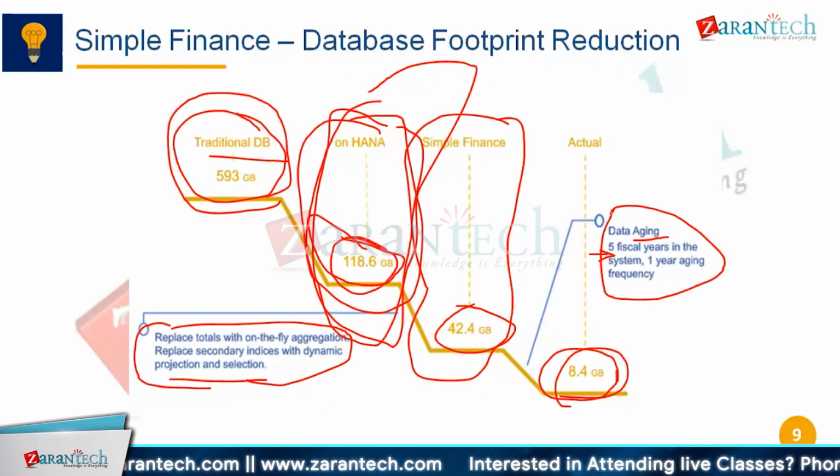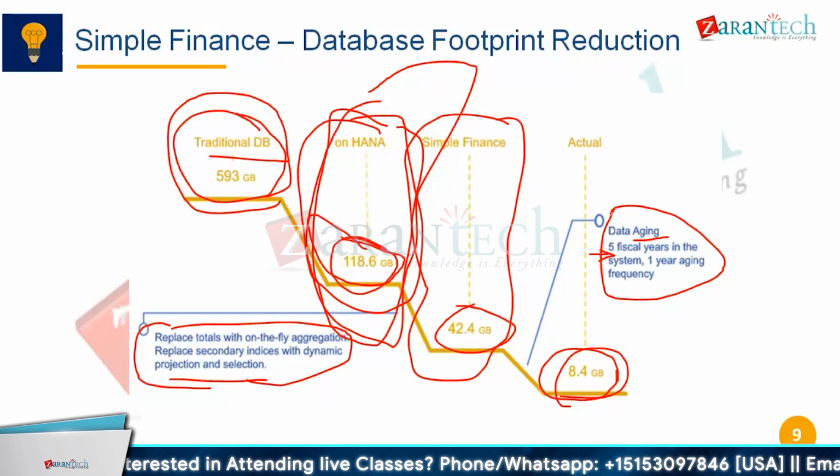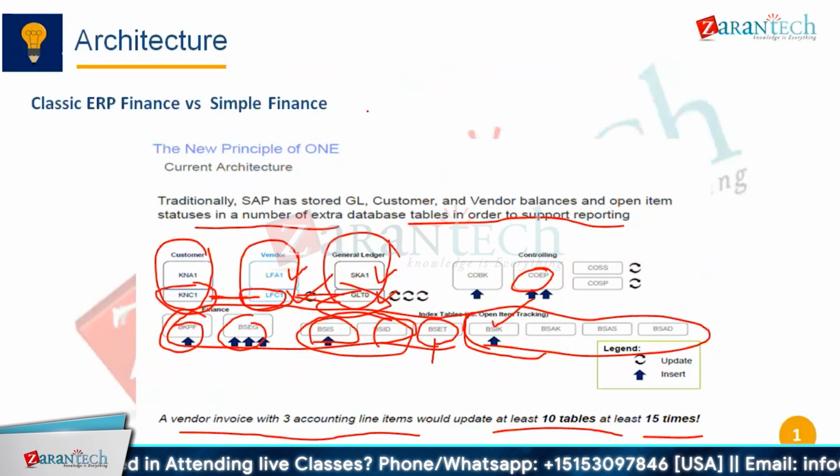Okay, we can keep it in a separate kind of data. If you might have heard about this cloud approach, there it has multiple kinds of storage. So then architecture, ERP versus simple finance.